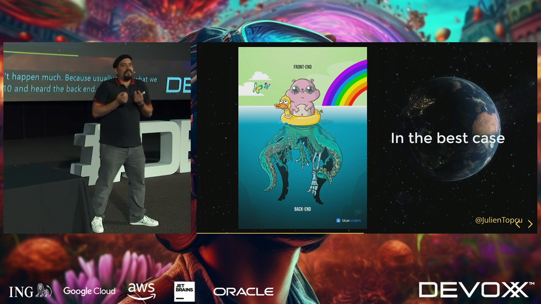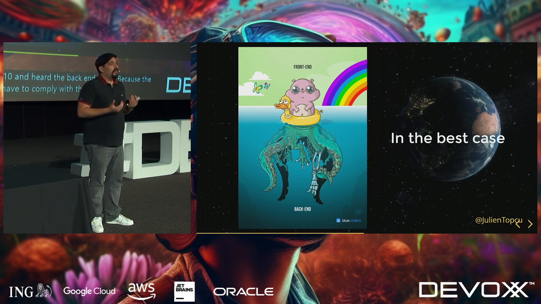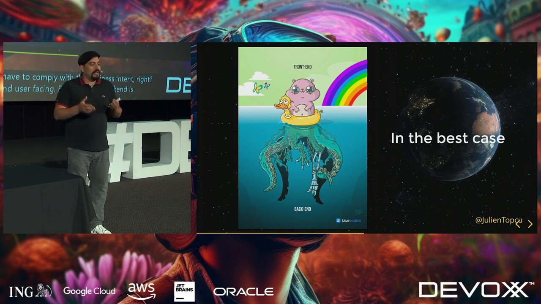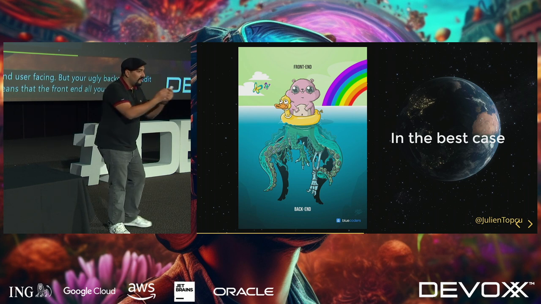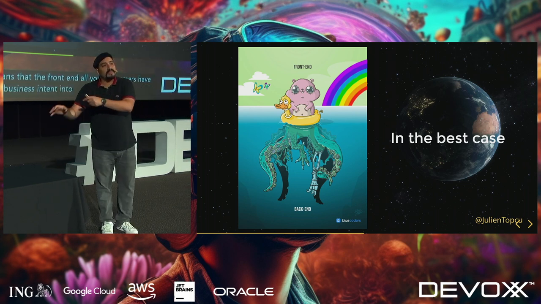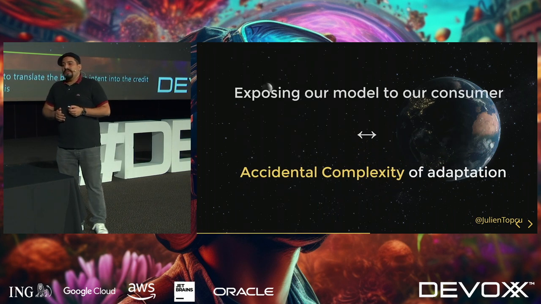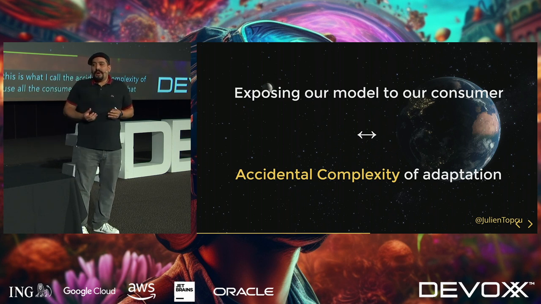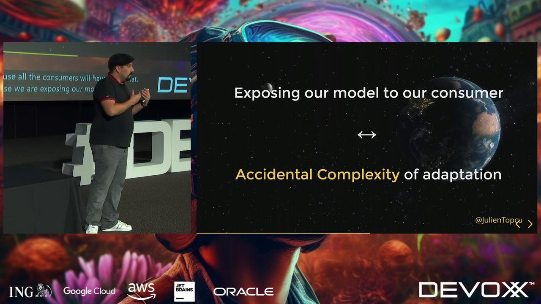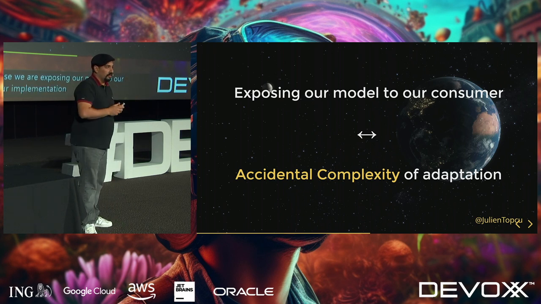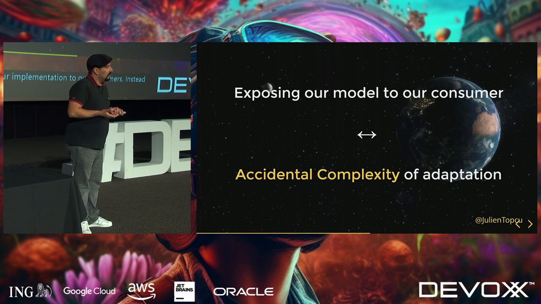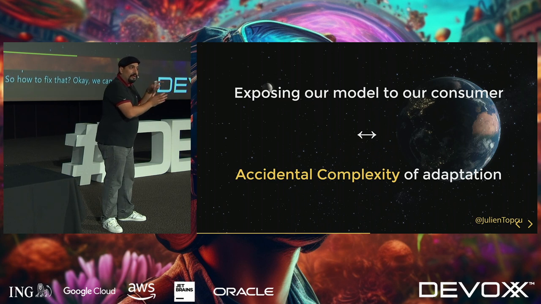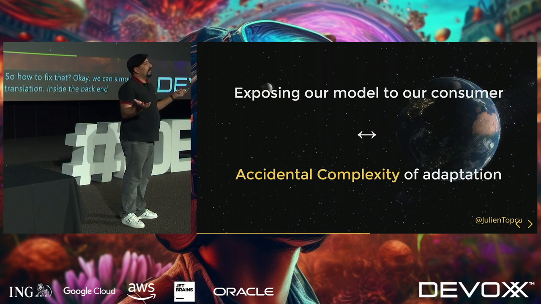Why? Because the front end still has to comply with the business intent, right? Because it is end-user facing. But your ugly back end is CRUD-based. So it means that the front end and all your consumers have to translate the business intent into the CRUD-based API. This is what I call the accidental complexity of adaptation, because all the consumers will have to do that. And this is because we are exposing our model, so our implementation, to our consumers, instead of the behaviors. So how to fix that? OK, we can simply encapsulate that translation inside the back end. Yeah, that would work, right?